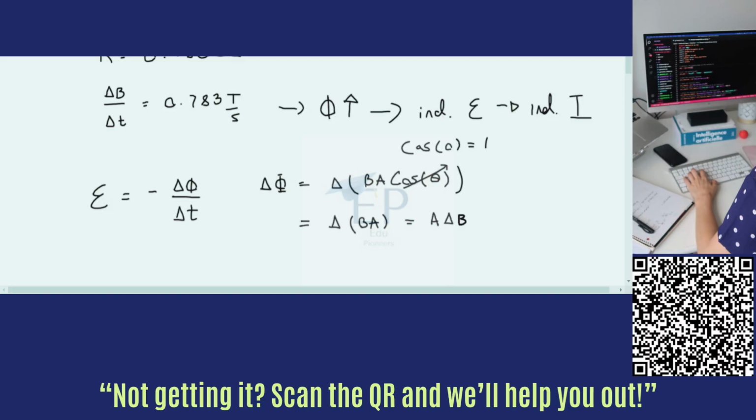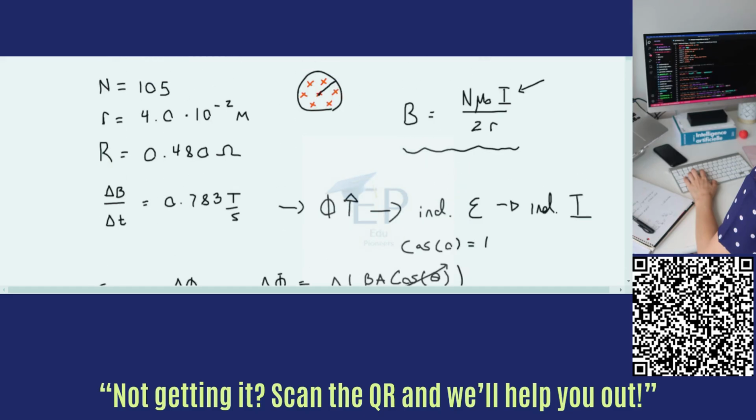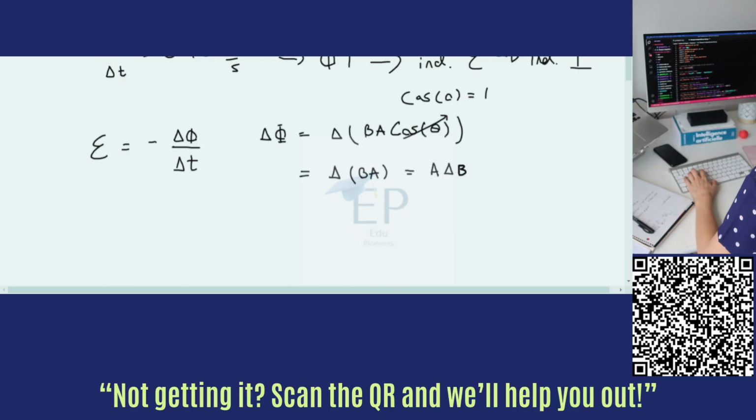Now, of course, for our loop here, we actually have 105 coils, and we only calculated the change in flux for a single coil. So really, we're going to have to tag on an extra N here for each coil. So now we have that the change in flux is N times A times delta B. So we should have that the induced EMF is minus N times A times delta B over delta T.